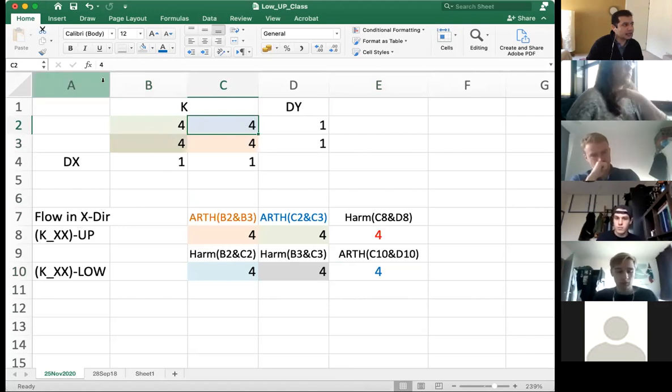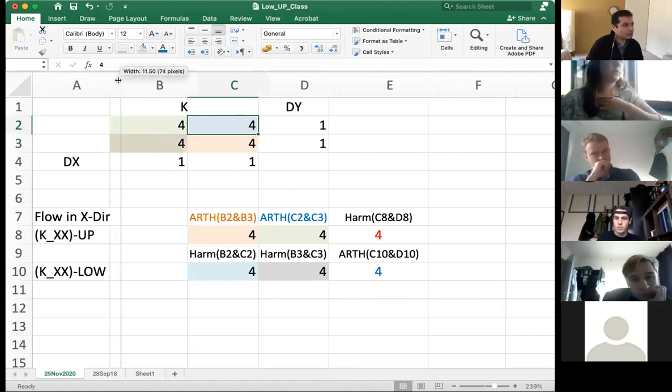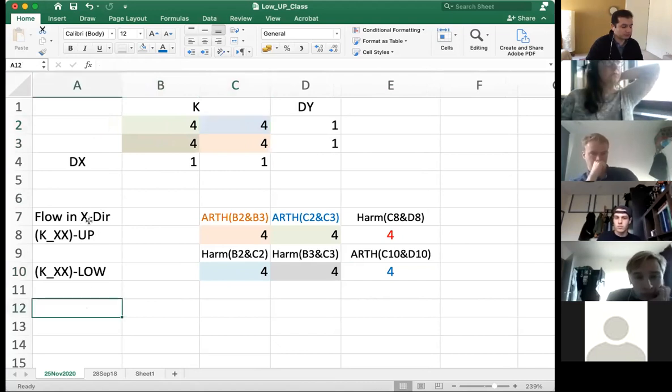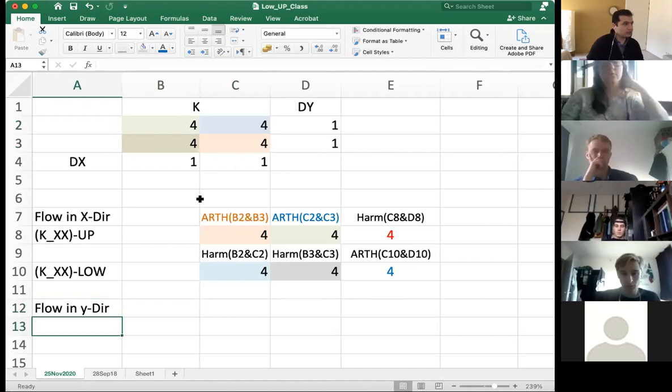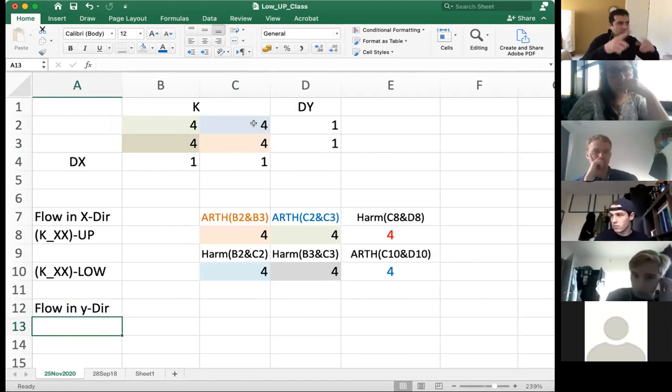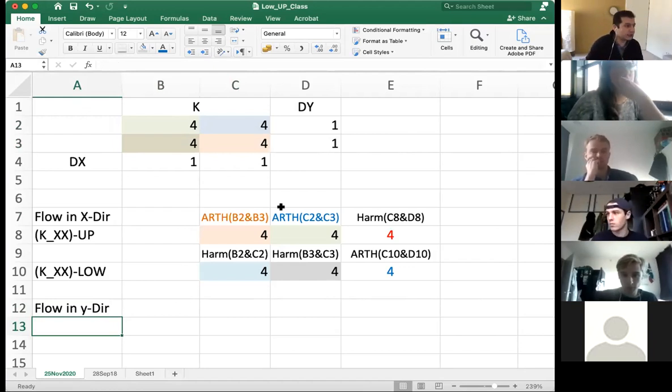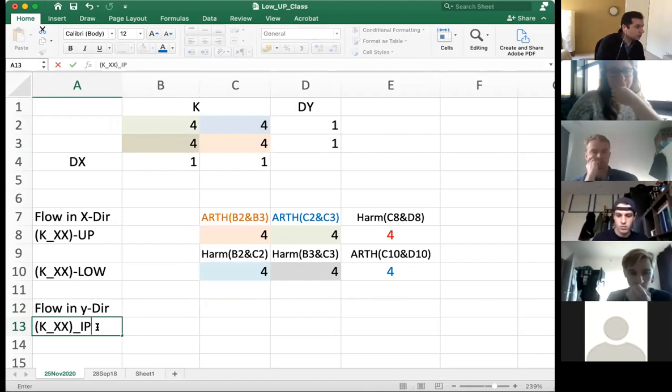Now, what we did is in the x direction, right? You can absolutely do the same thing for flow in the y direction, which would assume that the flow would go this way. Then it is as if you have rotated your sample by 90 degrees. You would find different arithmetic and harmonic averages here. For the k y upper bound, let's do just this.